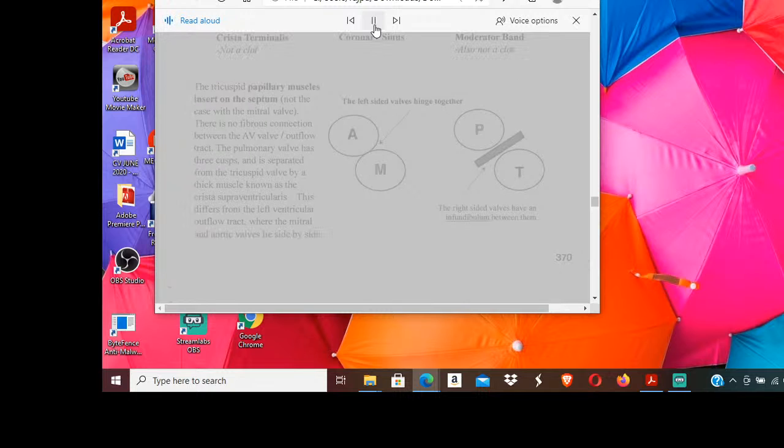Coronary sinus, moderator band, also not a clot. The left-sided valves hinge together. The right-sided valves have an infundibulum between them.